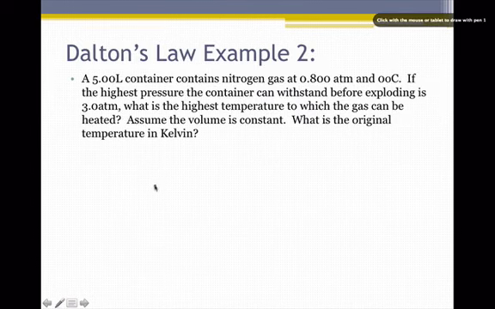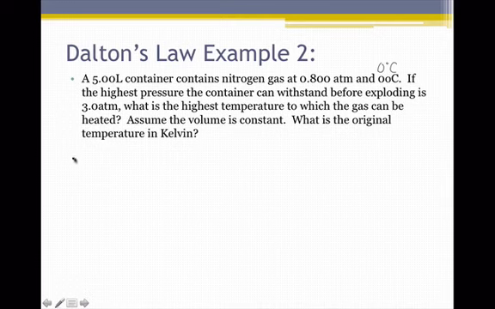Okay, back to the handout and the problems that are in there. So second problem with Dalton's law. We have a 5-liter container that contains nitrogen gas at 0.8 atmospheres and 0 degrees Celsius. If the highest pressure the container can withstand before exploding is 3 atmospheres, what is the highest temperature to which the gas can be heated? Assume the volume is constant. What is the original temperature in Kelvin?